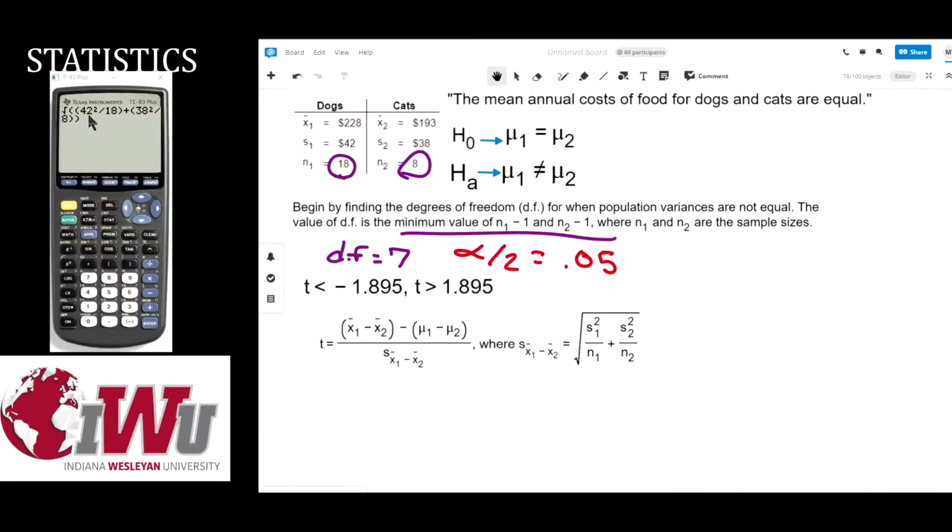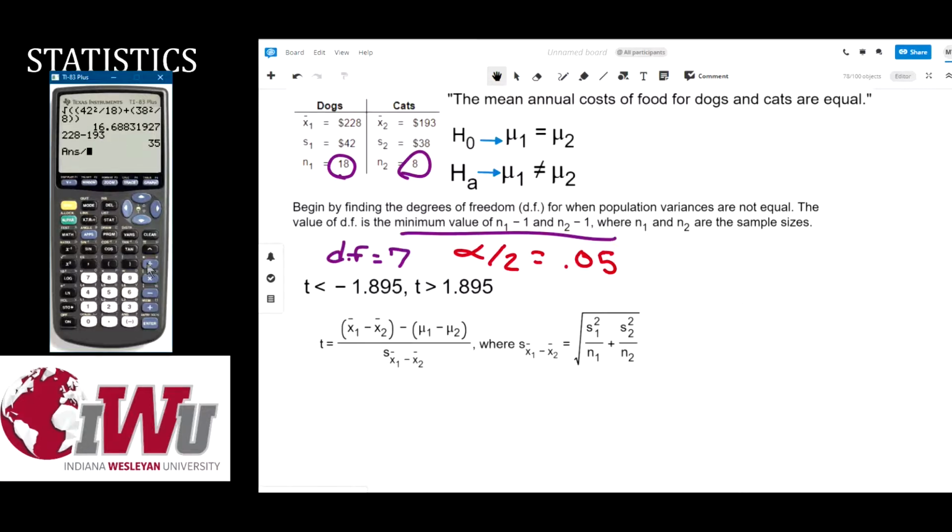Okay, so here we go. We have our s1 squared divided by n1 plus s2 squared divided by n2, and we have our grouping symbols. We're going to hit enter. There we go. Now we need the x1 minus x2, so that's going to be 228 minus 193. All right, so it's 35 divided by this mess here.